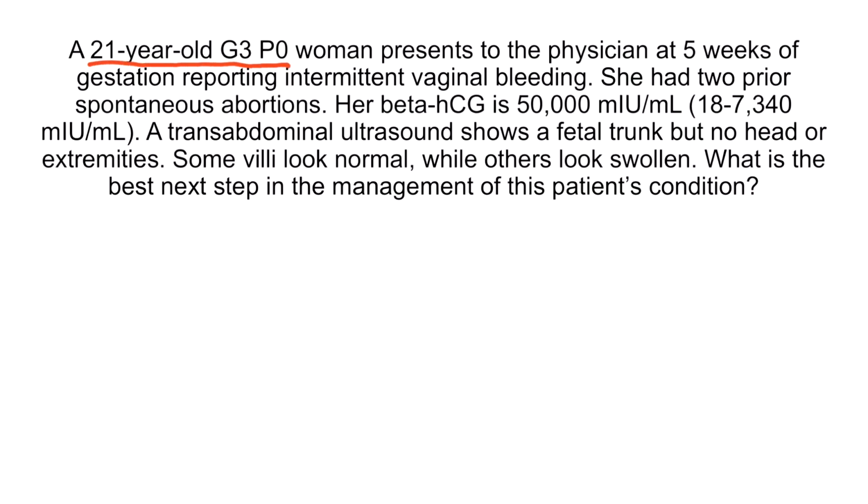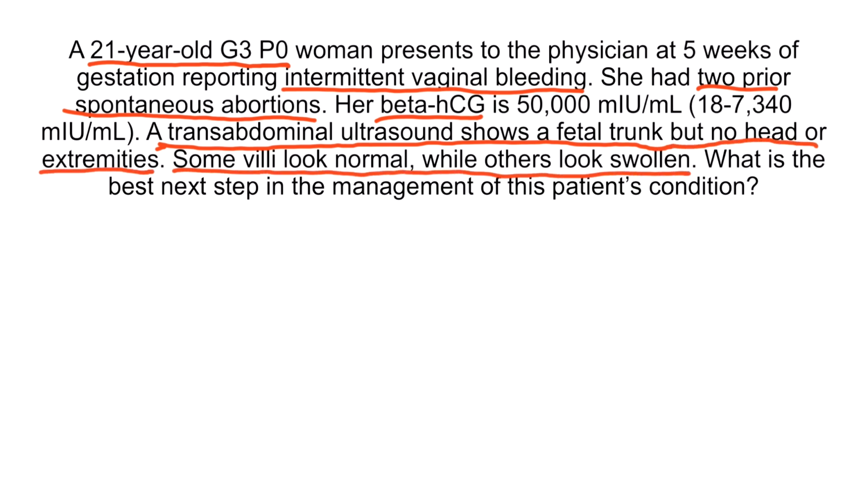A 21-year-old G3P0 woman presents to the physician at 5 weeks of gestation reporting intermittent vaginal bleeding. She had 2 prior spontaneous abortions. Her beta-HCG is 50,000. A transabdominal ultrasound shows a fetal trunk but no head or extremities. Some villi look normal while others look swollen. What is the best next step in the management of this patient's condition?